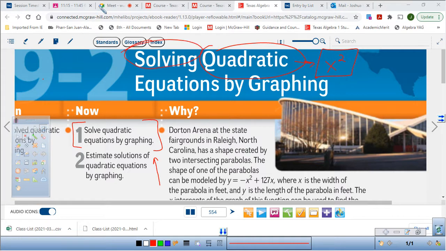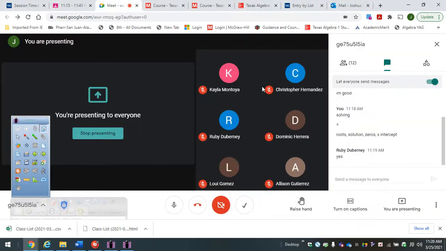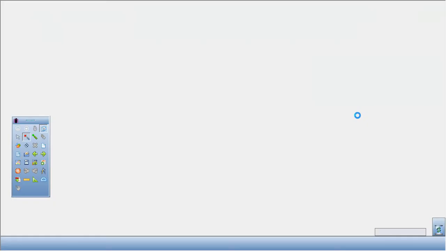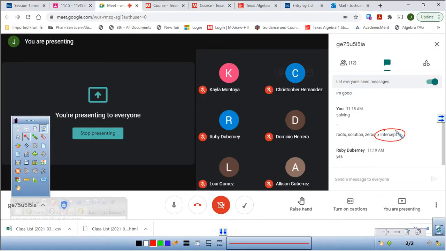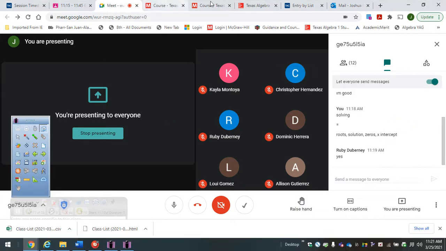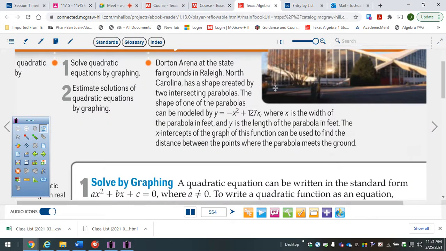Solve. Then we go back to this over here. We are going to find the x-intercept. You need to know that. You need to understand this when you read it. We're finding the x-intercept, okay? Let's come back over here. Look at the example they gave us.